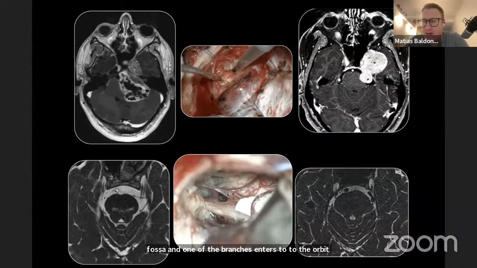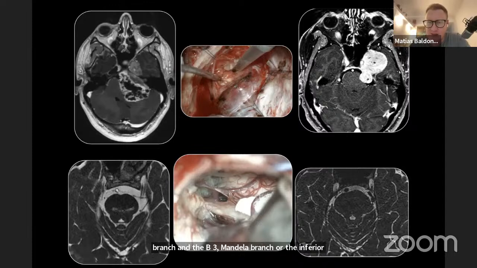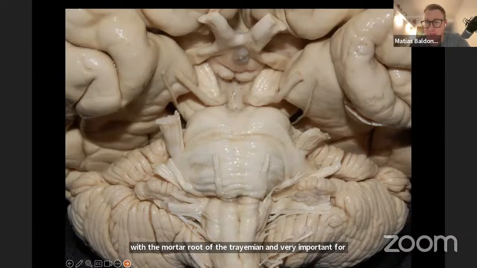And as everybody knows, the trigeminal nerve provides the sensibility, the sense of touch and pain, of our face. It is divided into 3 branches: B1 or ophthalmic branch, B2 or maxillary branch, and B3 mandibular branch, or the inferior branch, which is in near contact with the motor root of the trigeminal nerve, very important for the movement of the masseter muscle.